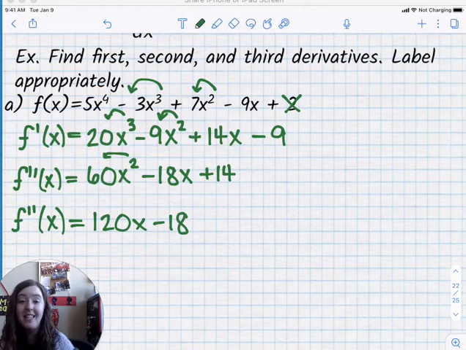So that's how first, second, and third derivatives work. You just keep on taking the derivative. I promise there's a reason we're going there with it. It's going to be next unit, though.